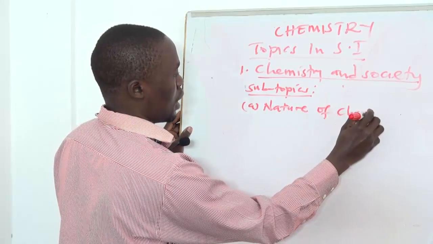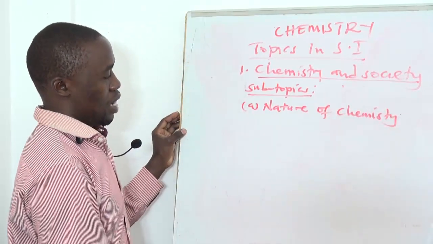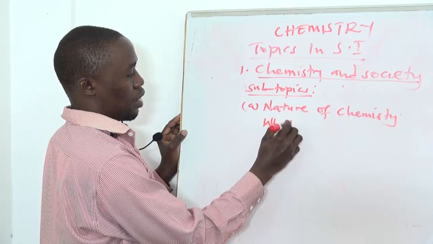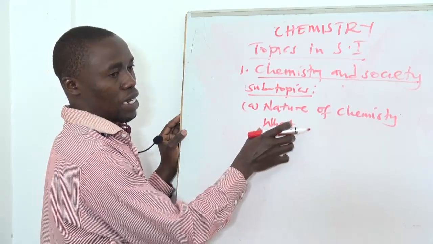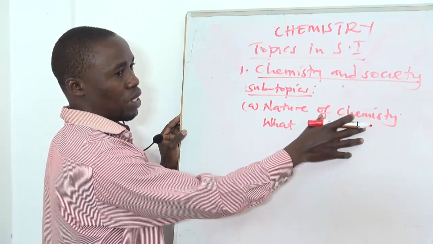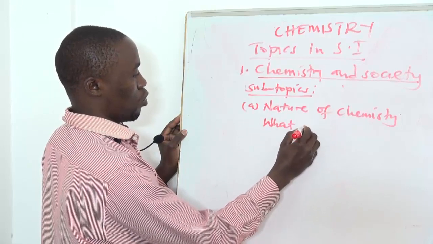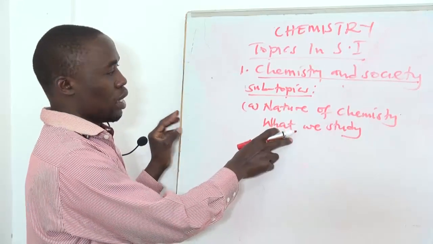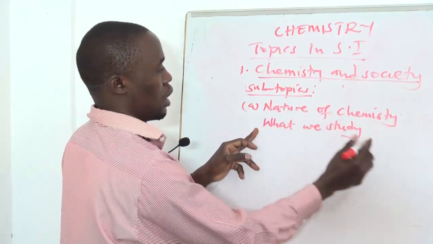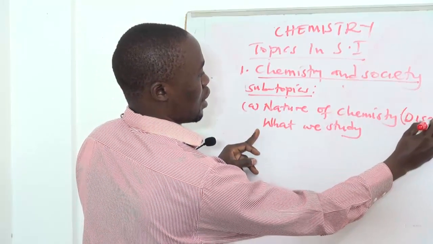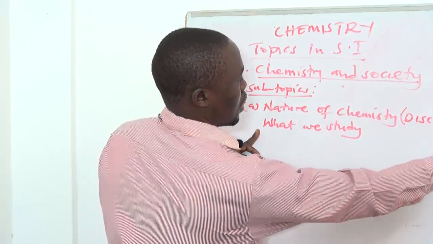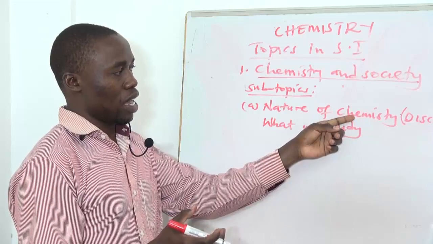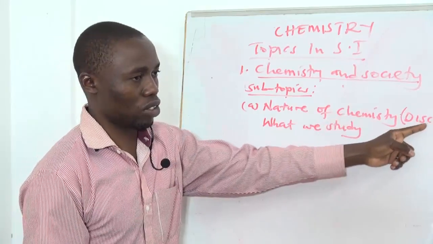of chemistry. Now, nature, in simple terms, we would just be looking at what we study. By nature we mean what do we study in chemistry? Then two, what's the meaning of chemistry? That means under nature we shall look at what we study in chemistry. What is particularly found in chemistry? Sometimes we call it discrete nature. Discrete means that those particular things that we study in chemistry are unique to chemistry alone. That's what we mean by discrete nature.